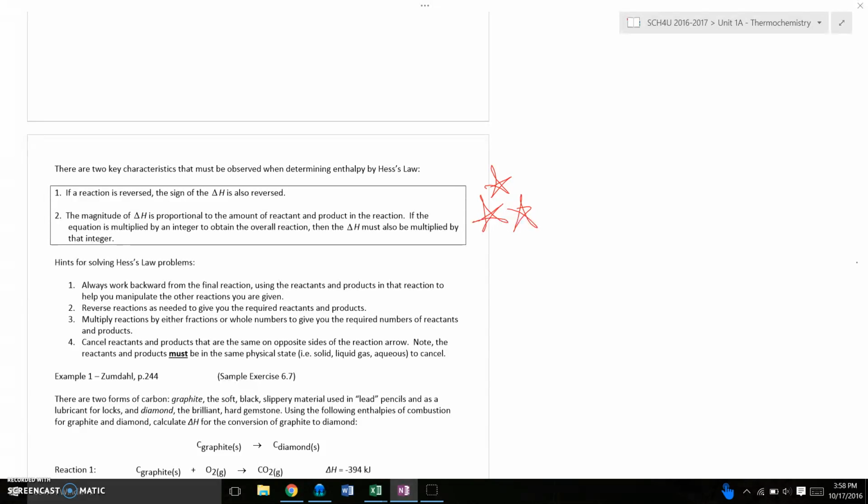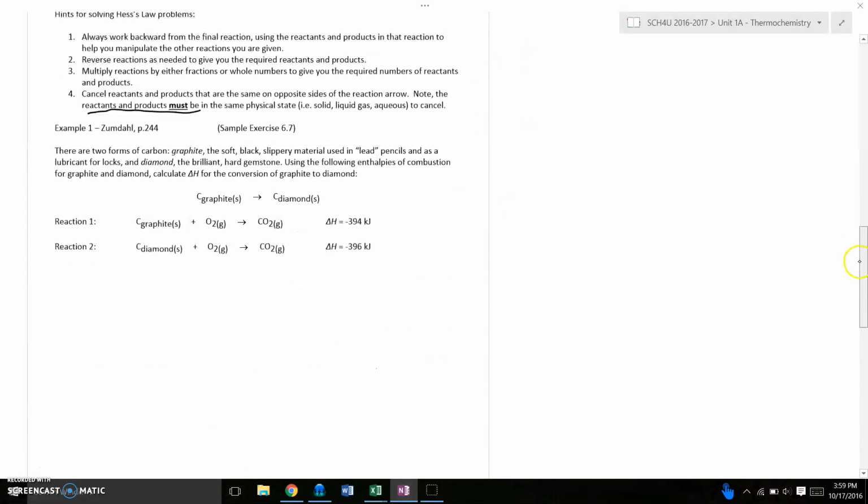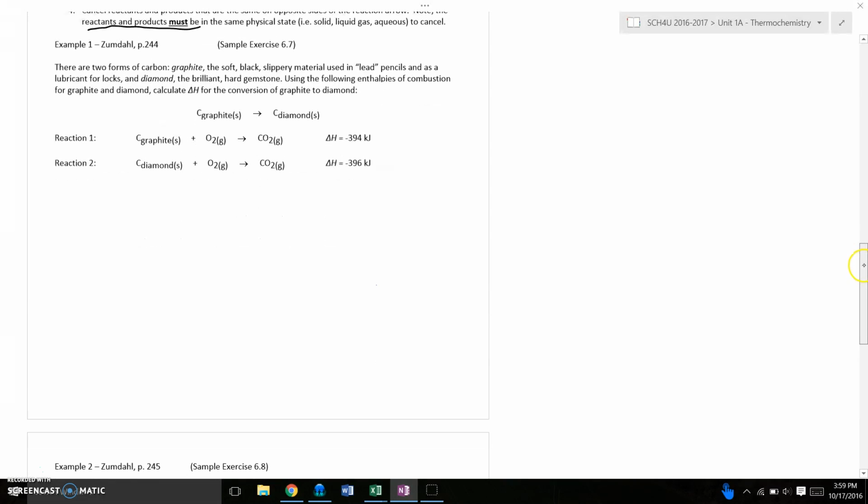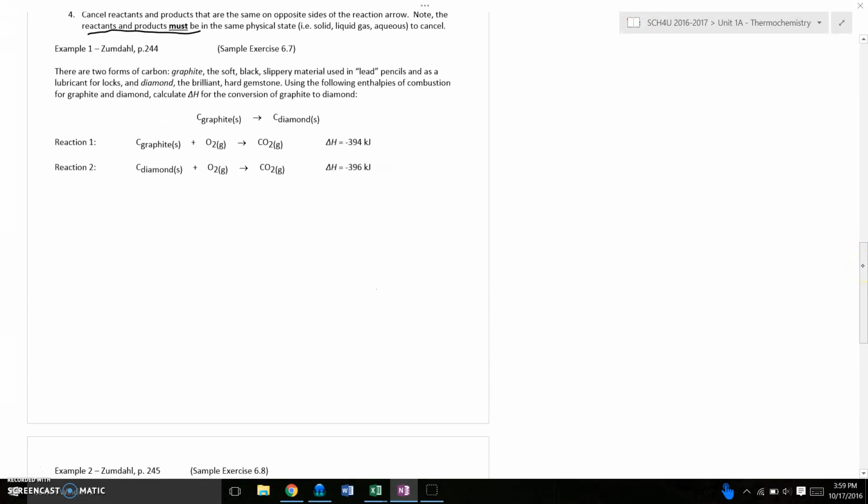You should note that reactants and products that are canceled have to be in the same physical state to work out. Okay, so let's look at a couple of examples to help us out with this. The first is the carbon graphite to diamond example. There are two forms of carbon: graphite, which is the soft black slippery material used in lead pencils and as a lubricant for locks, and diamond, the brilliant hard gemstone. Using the following enthalpies of combustion for graphite and diamond, calculate the delta H of conversion of graphite to diamond.